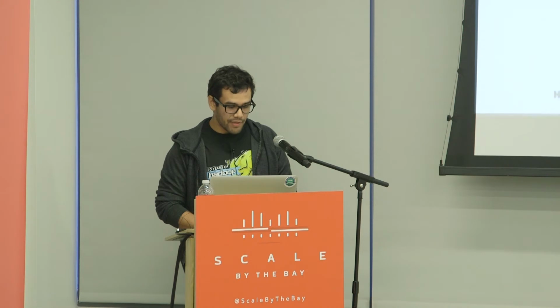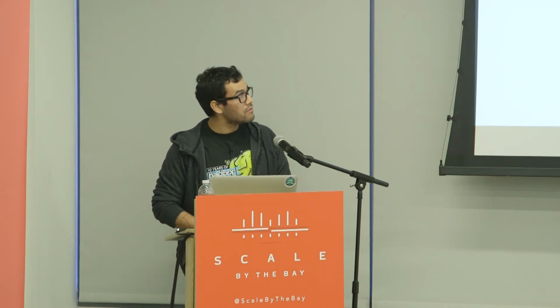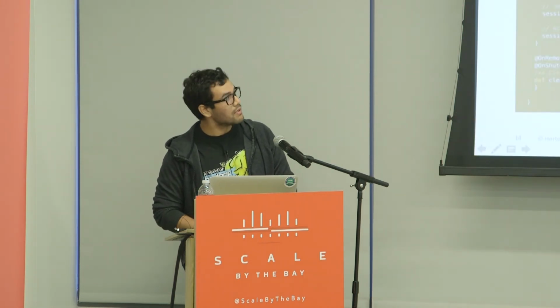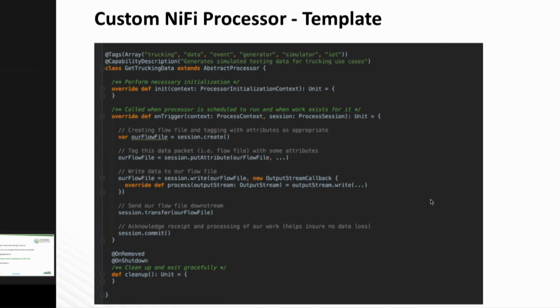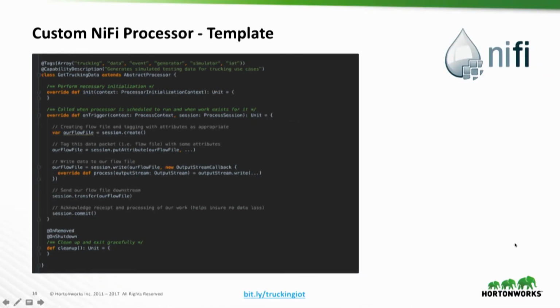We won't go over this, but this is not what I see. Yes, so we use this stub, and it's available again on the repo in order to build those two custom processors that we have running.